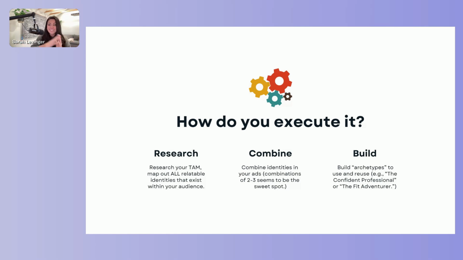To do that in ads, we do this. Research your TAM, pull out your identities, combine them, 2 to 3 at the most, I would say, and then build archetypes. Get it on a piece of paper so you can use it and reuse it again and again and again.